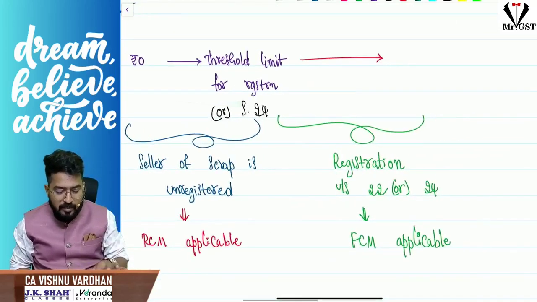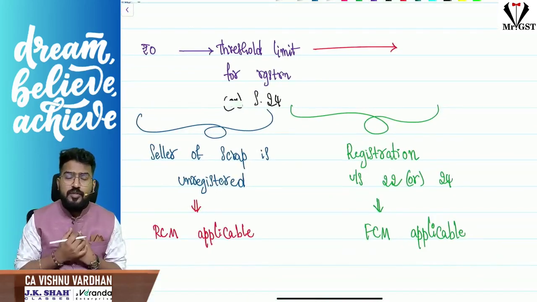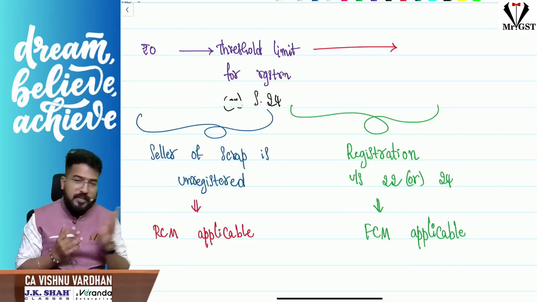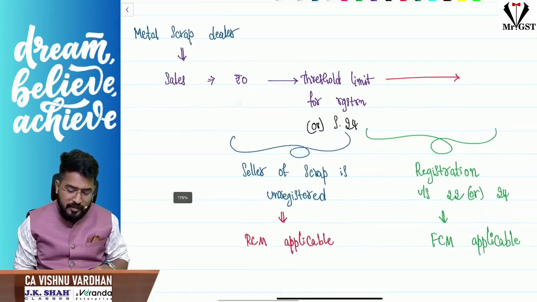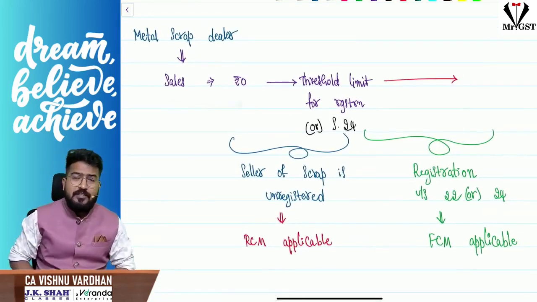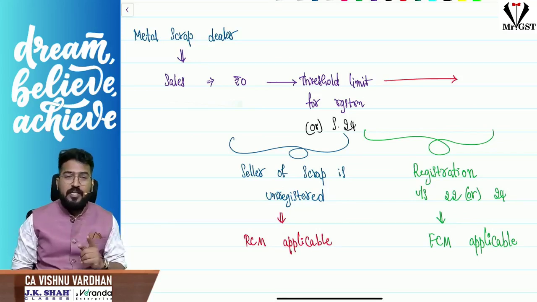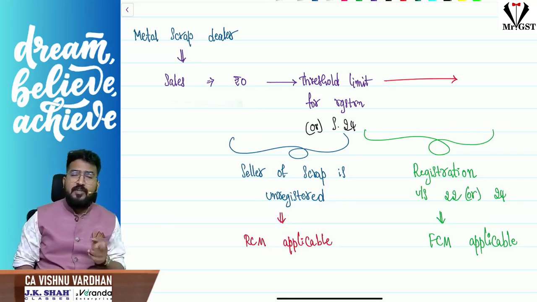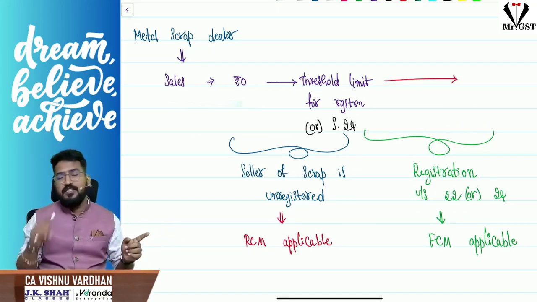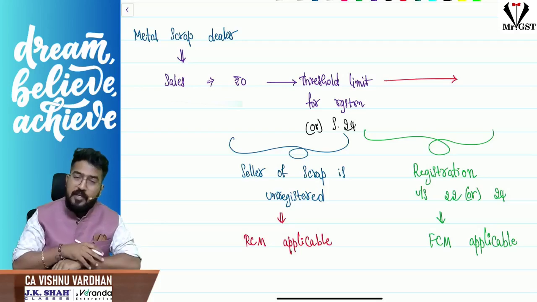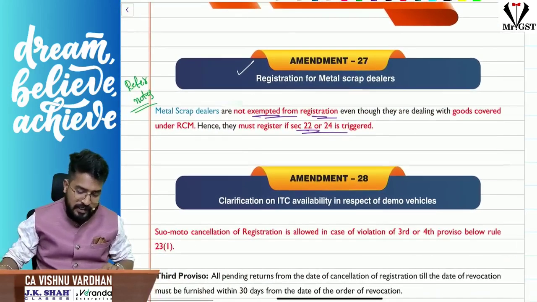After that, I will become liable for registration under section 22 or 24, and I will take registration. What should I do now? I should charge GST under forward charge and pay to the government. That is the concept. Because I'm an RCM supplier, it doesn't mean that I can enjoy the relaxation of no registration. It is not there for metal scrap dealers only. As long as you are not liable for registration, unregistered, it is RCM. Once you become liable for registration, take registration and it is FCM. That is a nice amendment, a very important one. So please be careful with this for your exams.